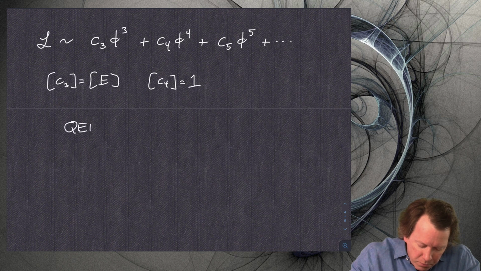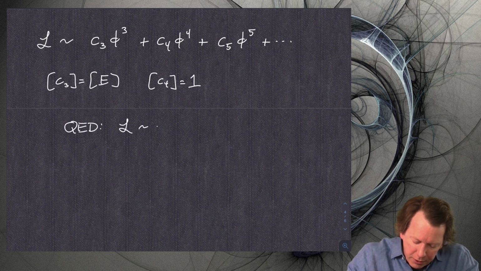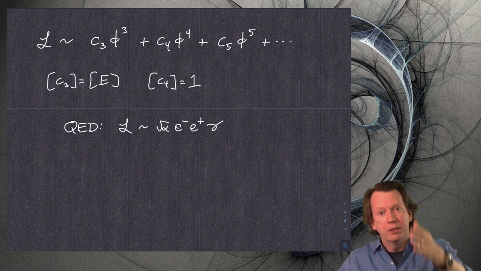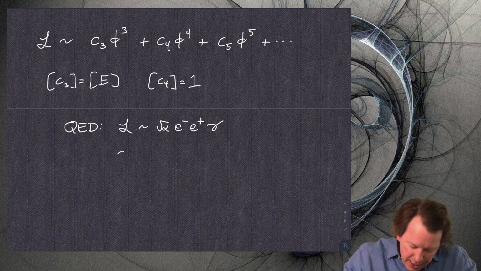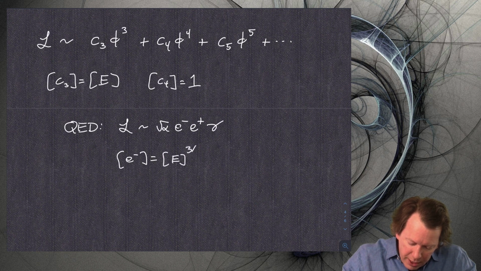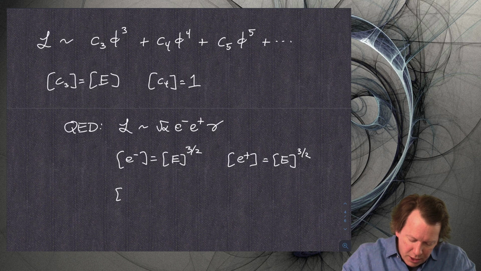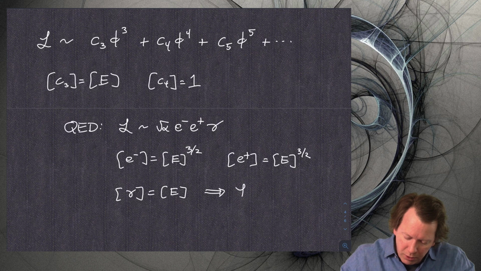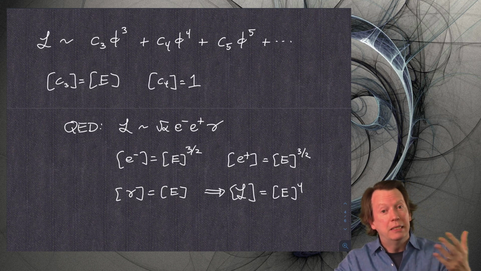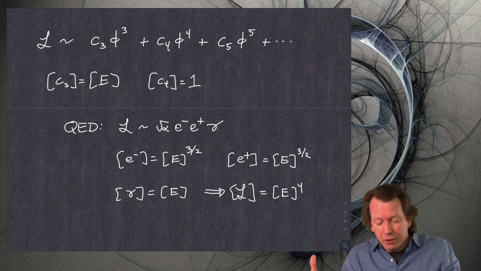For QED, we had an interaction Lagrangian that looked like square root of alpha, E minus, E plus, gamma: electron, positron, photon. It turns out that the units of the electron are energy to the 3/2. Units of the positron better be the same because they're antiparticles, right? Energy to the 3/2. Units of the photon are energy to the power 1, and therefore the Lagrange density naturally has units of energy to the fourth, even though alpha is dimensionless. So that's nice. It's a nice little Lagrange density for QED.